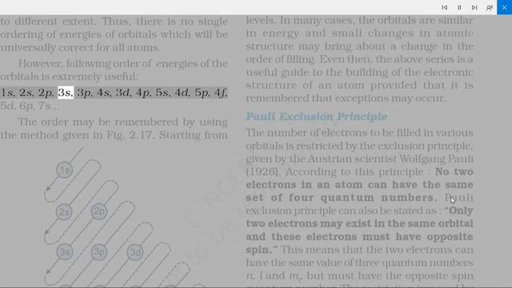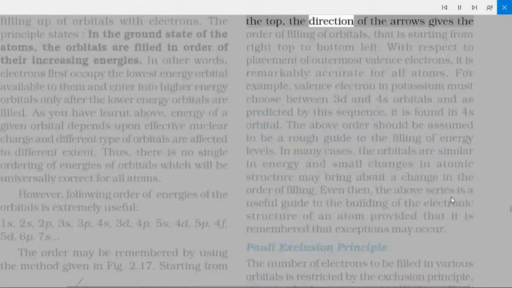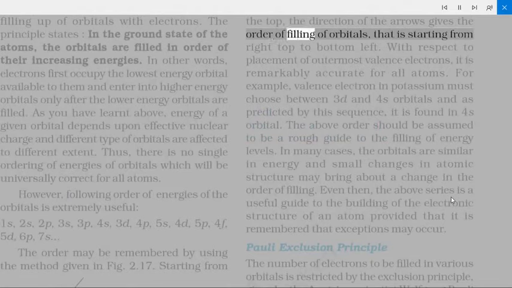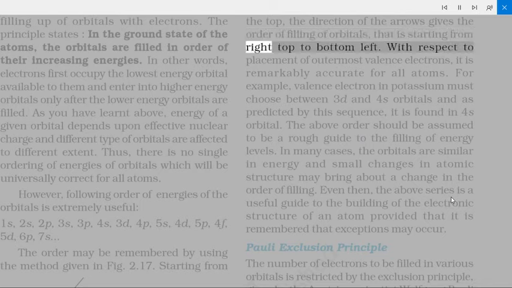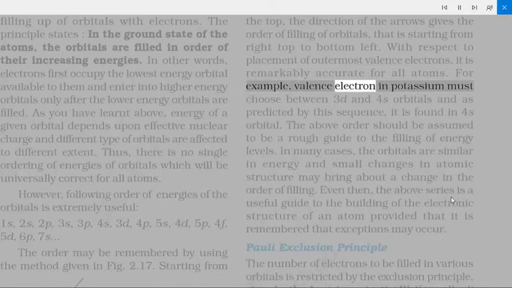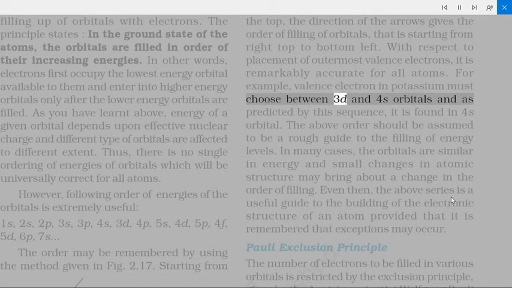1s, 2s, 2p, 3s, 3p, 4s, 3d, 4p, 5s, 4d, 5p, 4f, 5d, 6p, 7s. The order may be remembered by using the method given in Fig. 2.17. Starting from the top, the direction of the arrows gives the order of filling of orbitals, that is, starting from right top to bottom left. With respect to placement of outermost valence electrons, it is remarkably accurate for all atoms. For example, the valence electron in potassium must choose between 3d and 4s orbitals, and as predicted by this sequence, it is found in 4s orbital.